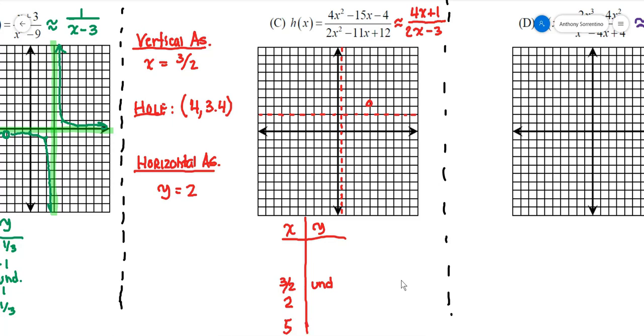Just have one more point. Up here I can have 1, I can have 0. That should give me an idea of what things look like, and I'm just going to put these values in.